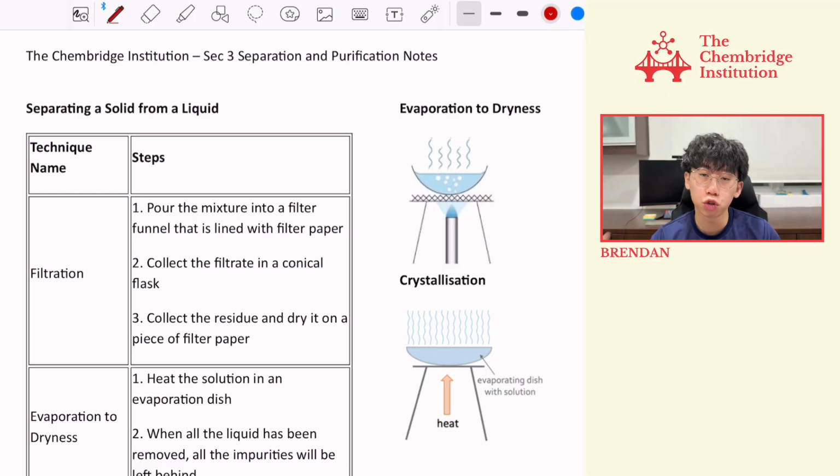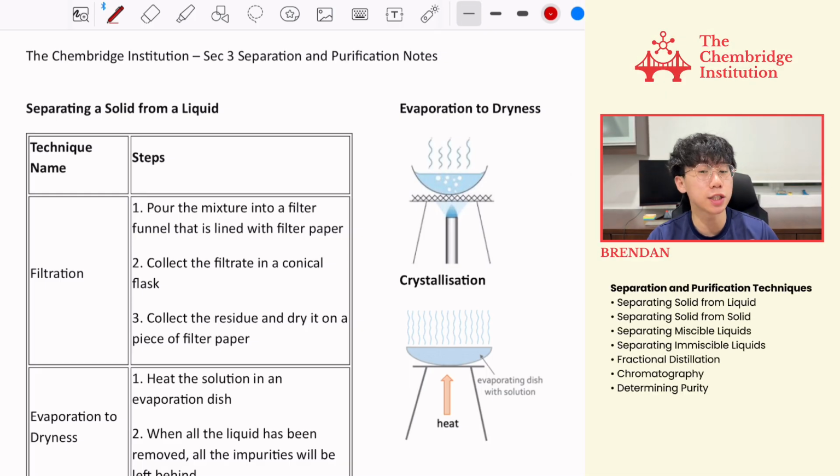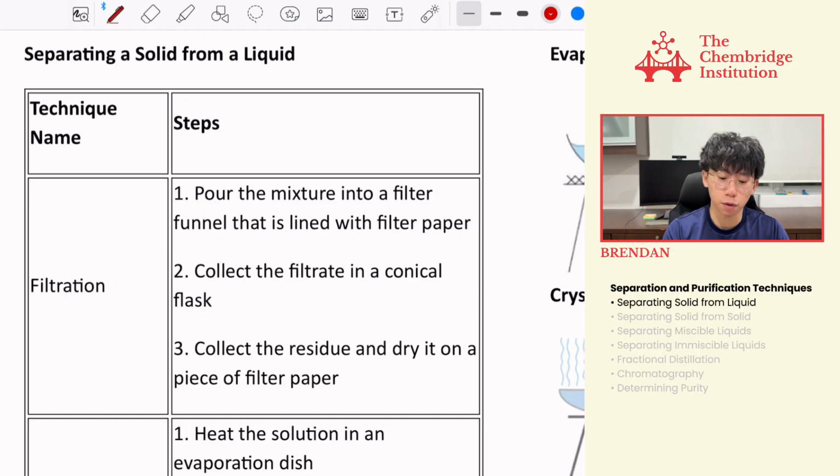Now let's move on to separation techniques. Separation techniques is actually one of the more important chapters in chemistry, where you need to know exactly what the different procedures and techniques are that you should use whenever you're given a mixture or a combination of different substances. So if I were to separate a solid from a liquid, you would usually think about these few techniques in order.